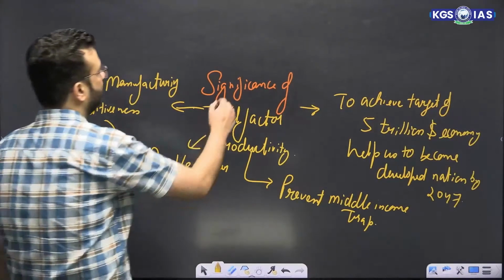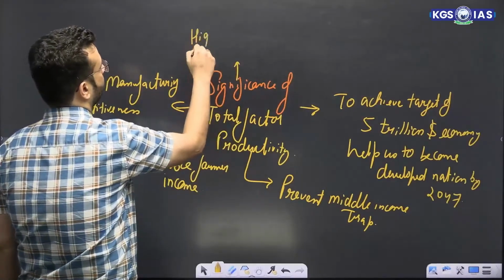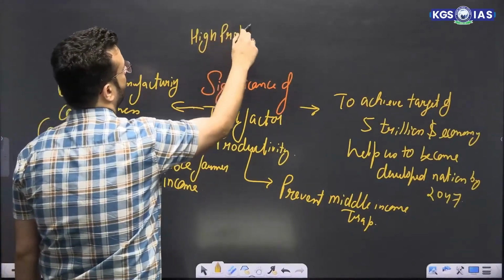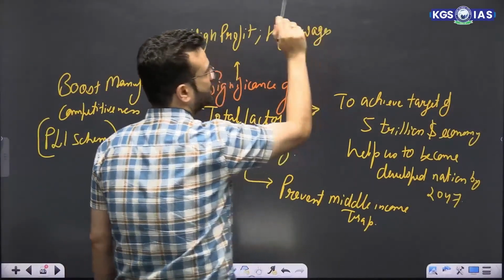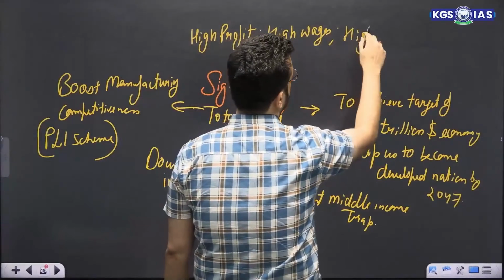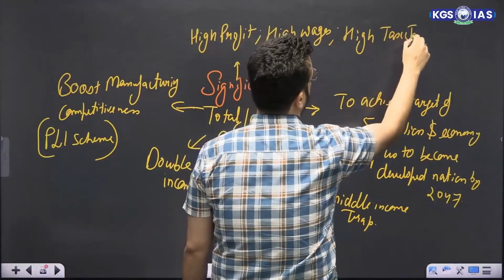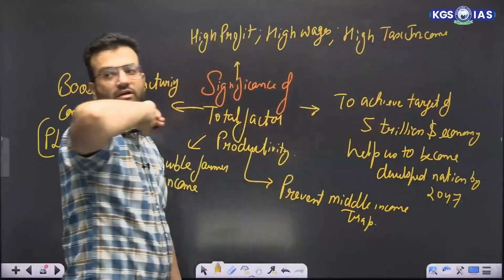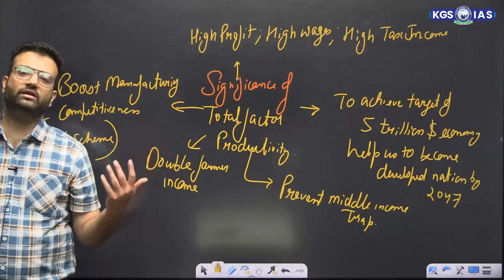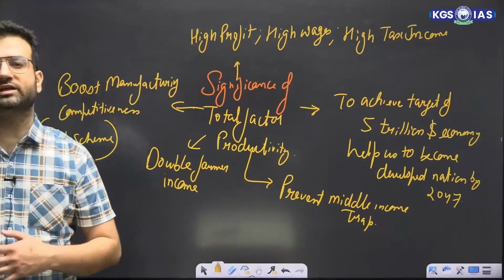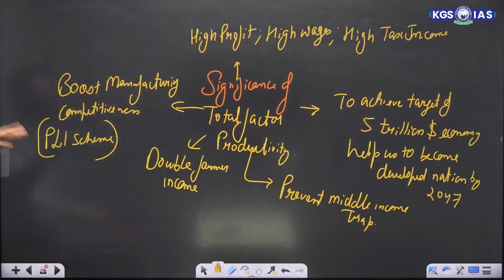Apart from that, if there is high profit, that means high wages. And if there are high profits and high wages, then obviously high tax income. So total factor productivity also generates high profits. If the profits increase, obviously the wages of the people will increase. And if the wages increase, for sure they will deposit more tax with the government. So this is the significance of total factor productivity. I hope it is clear to you all.